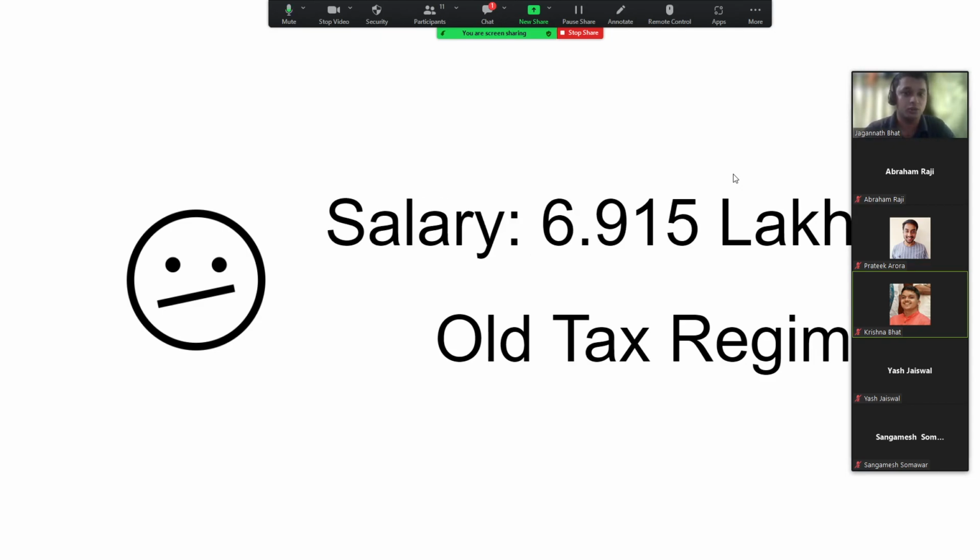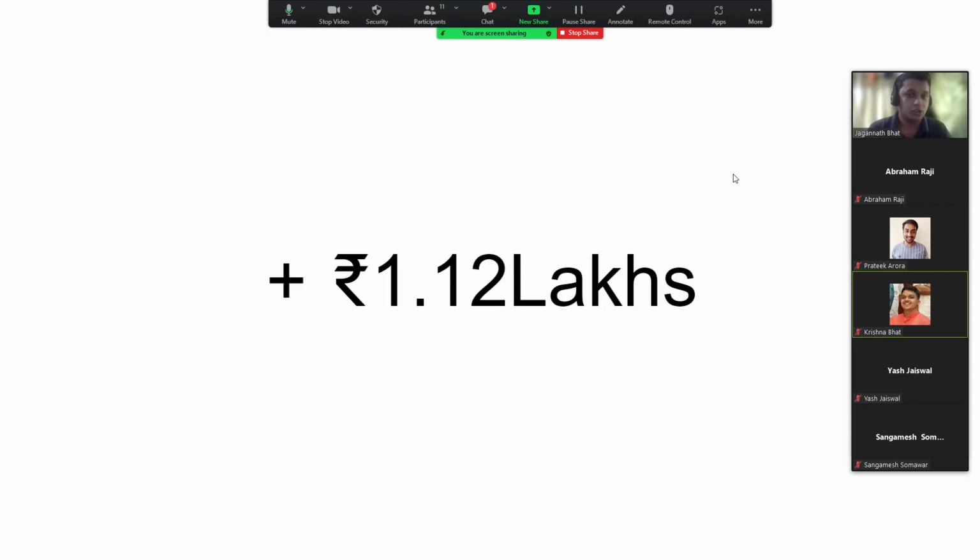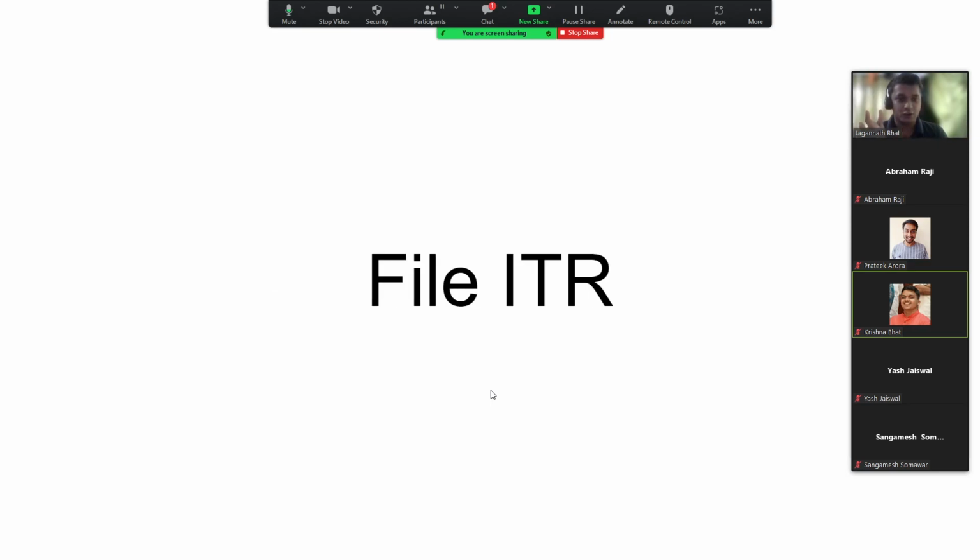Let's say that's the only information your accountant has. But from the tax calculation we did so far, we know that our taxable income is only 6.9 lakhs. Our tax is already sent to the tax department, but we know we should only be taxed for this much. That is why we file an ITR, so that we can get back the balance 1.12 lakhs. That is one of the main reasons why we file an ITR.